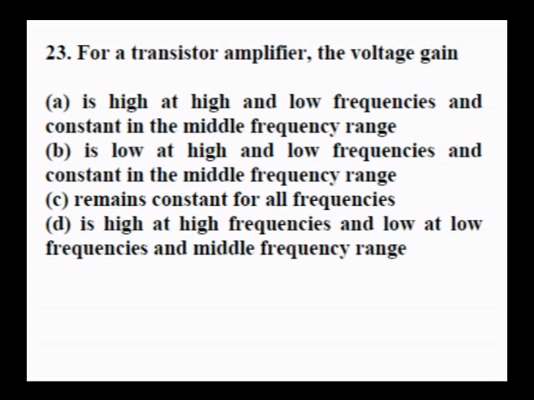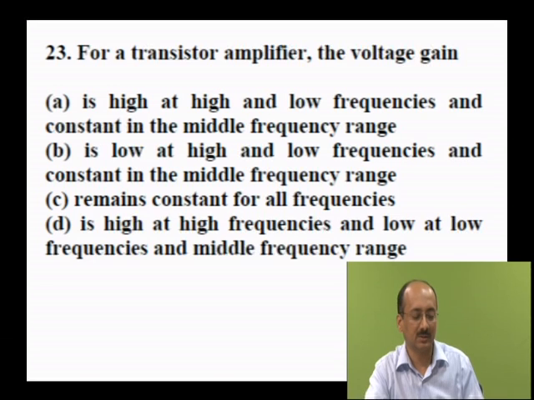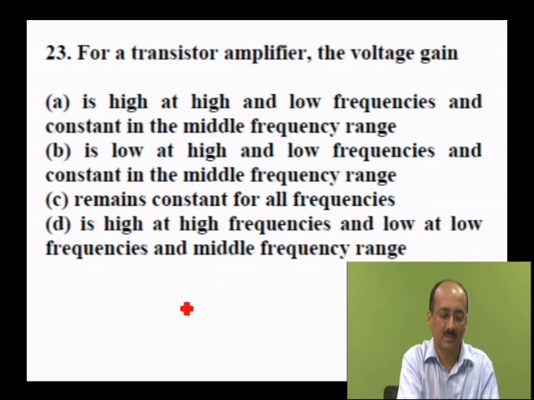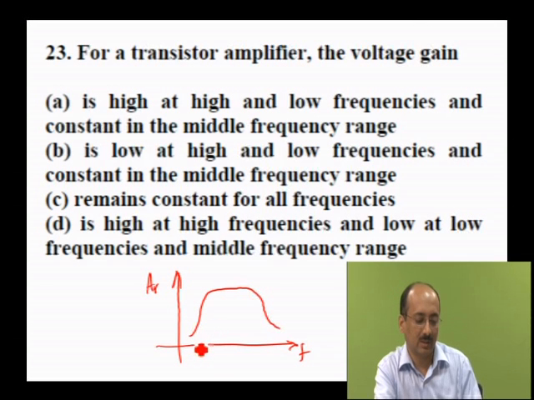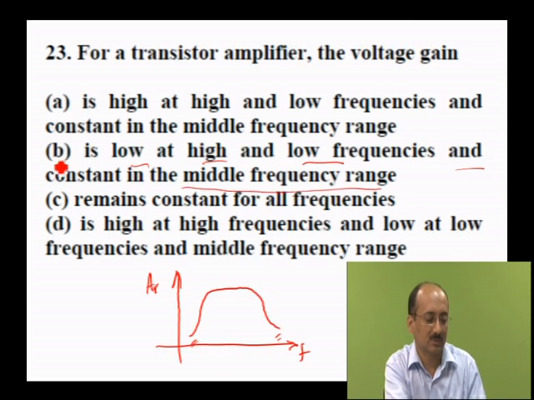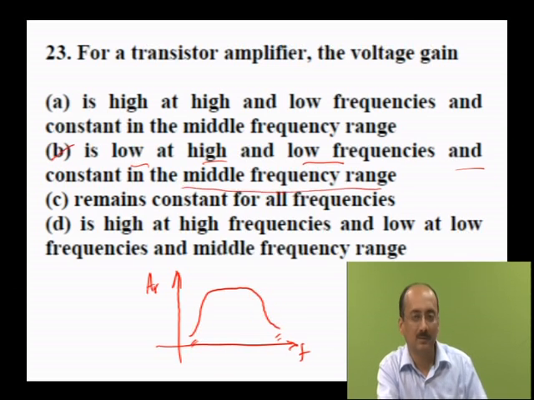And the next question: for a transistor amplifier, the voltage gain is high at high and low frequencies and constant in the middle frequency range; is low at high and low frequencies and constant in the middle frequency range; remains constant for all frequencies; is high at high frequencies and low frequencies and middle frequency range. Basically, for a transistor amplifier in CE mode, you will get this kind of response for frequency versus voltage gain. So, you can see in which choice you will have low values at low frequency and high frequency. It is low at high and low frequencies and constant in the middle range. So, choice B is correct for this particular case.